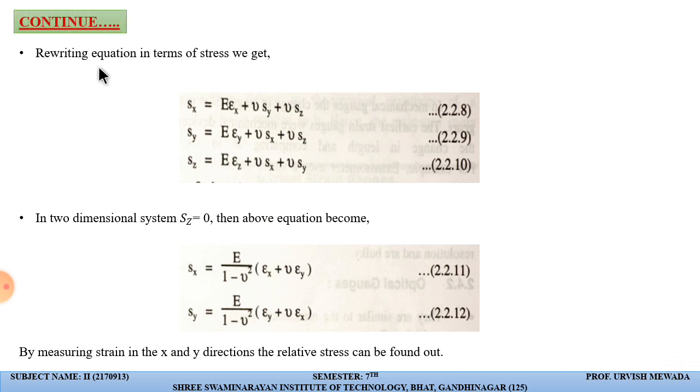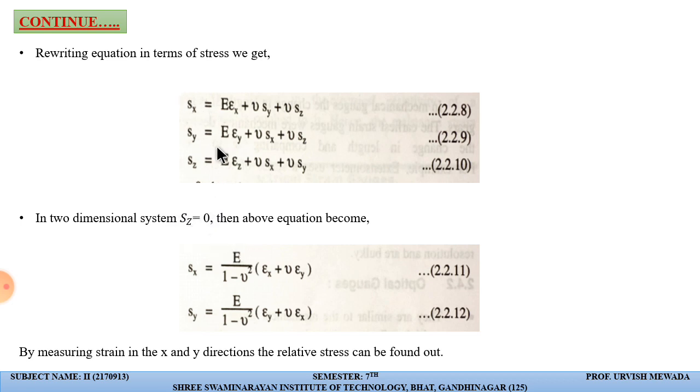Now again we are continuing this derivation. So we are rewriting the above equations of the previous slide. If we make sx the subject, then the equation will become e into epsilon x plus v into sy plus v into sz, and similarly we can write the equations for sy and sz. Here we are considering a two-dimensional system, so sz is equal to 0, because in a three-dimensional system z exists, but here we are considering only two dimensions.